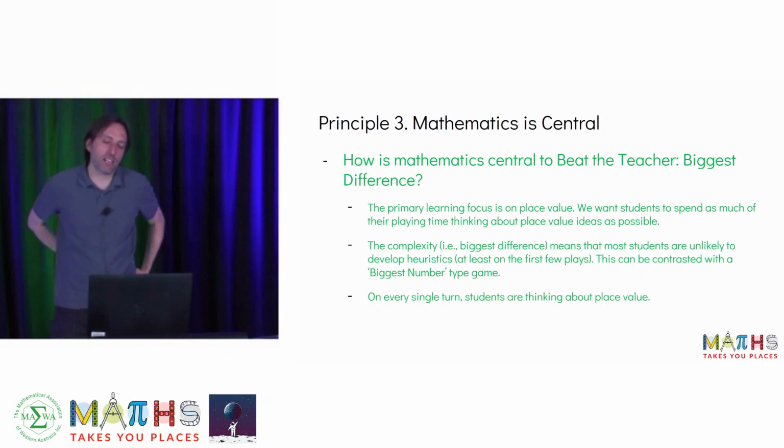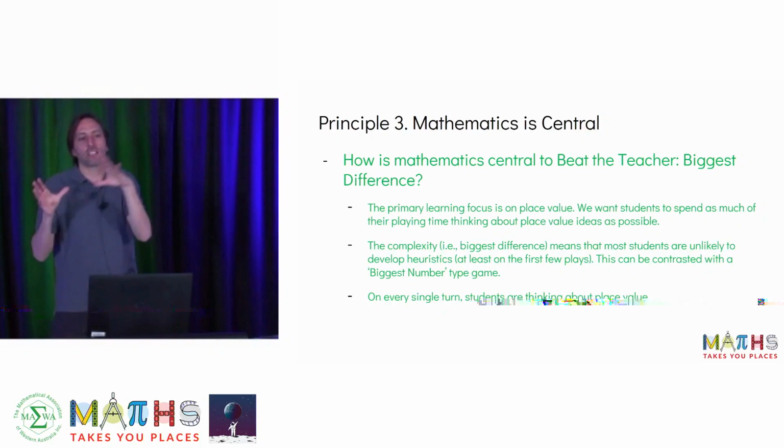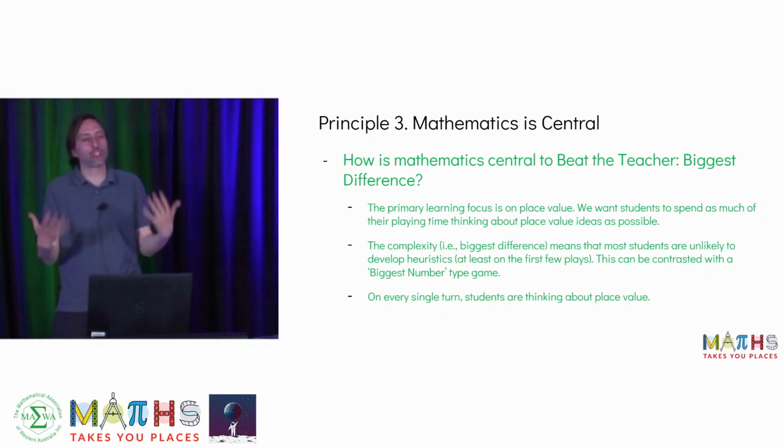This can be contrasted with a bigger number type game. So it's not that easy just to work out what the strategies are on this game on the first couple of plays. It takes quite a lot of plays for you to work out, okay, so if I get a 9, I'm going to put it there, and if I get a 0, I'm going to put it there every time, and if I get a middle number, I've got to put it there. It's not that obvious compared to a game where you're just trying to make the biggest number, where the strategy becomes very straightforward. Now, the danger of that is students can start to use a heuristic where I just need to rank the numbers in order.